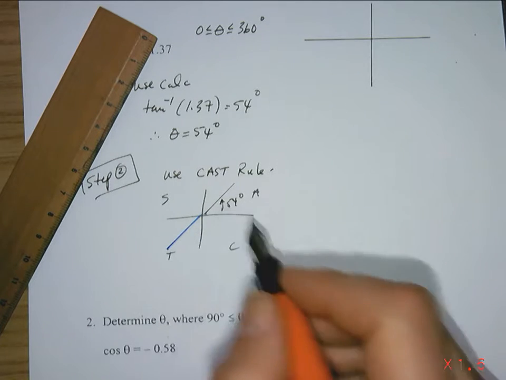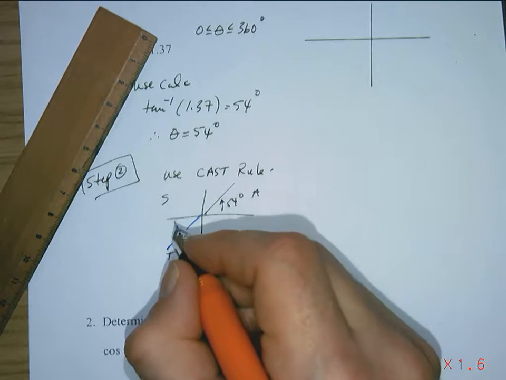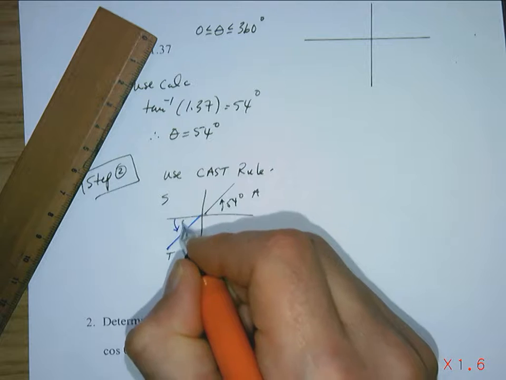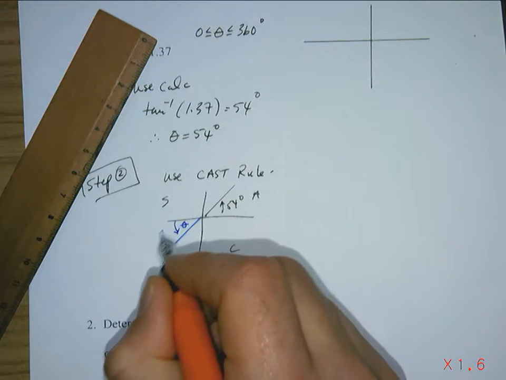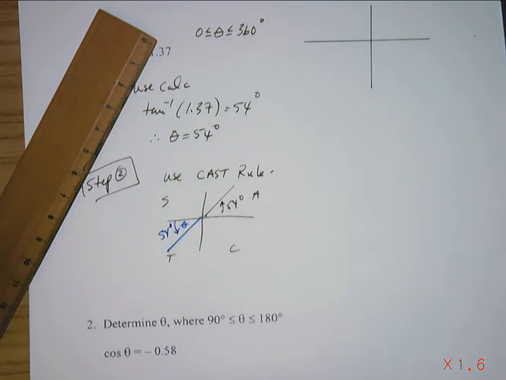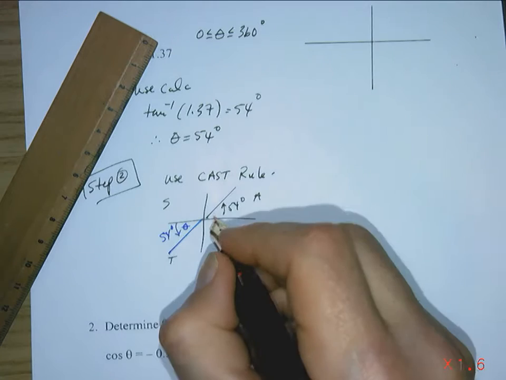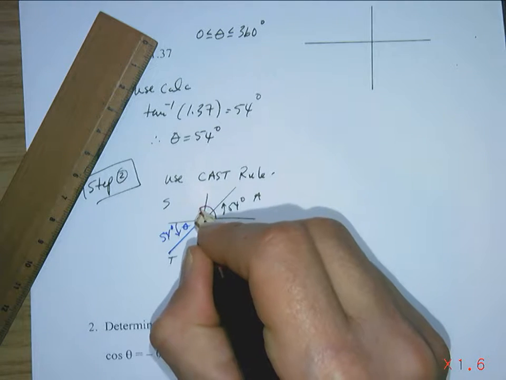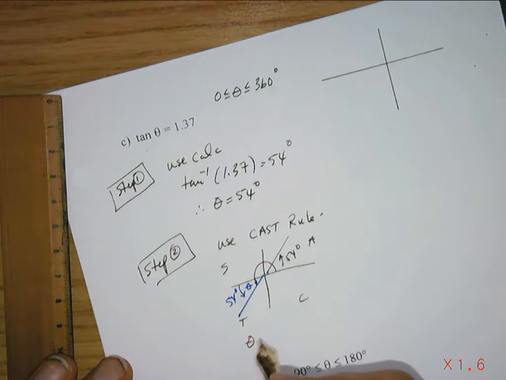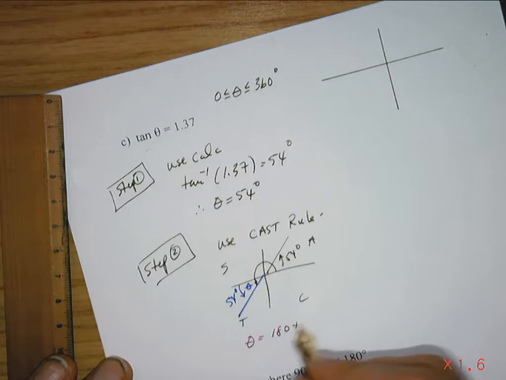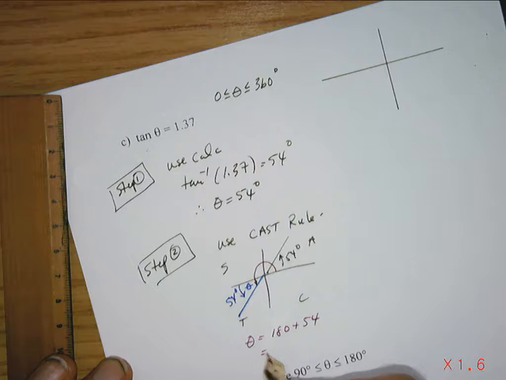So my related acute angle has to be in this quadrant somewhere. Now we know that related acute angles are always measured from the horizontal, so it needs to come here. So that is going to be 54 degrees. That's wonderful. But what I want is the rotational angle it takes me to get there. So starting at the initial arm, 90, 180, plus 54. So my new answer is going to be theta equals 180 plus 54. So it's going to be 234 degrees.